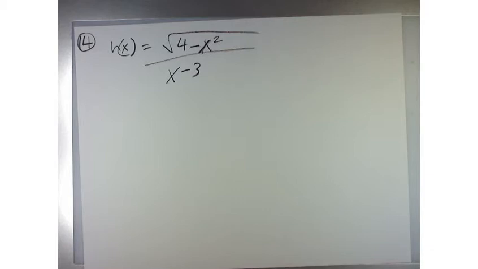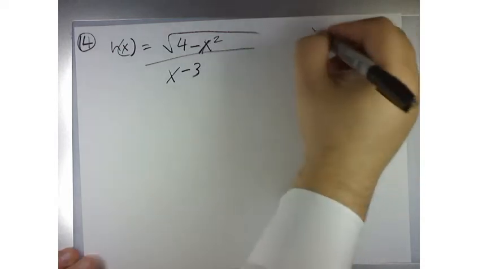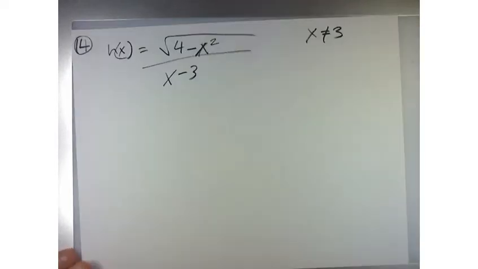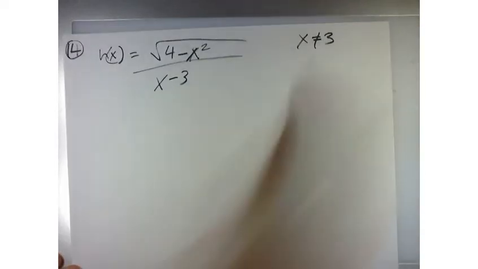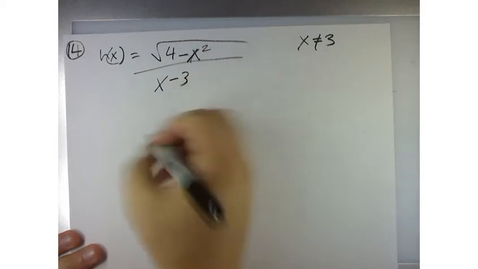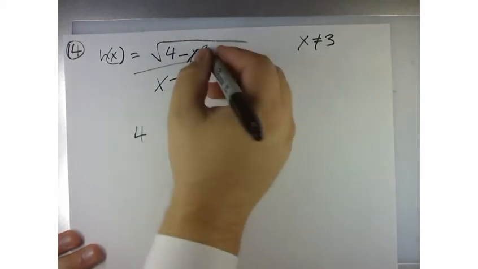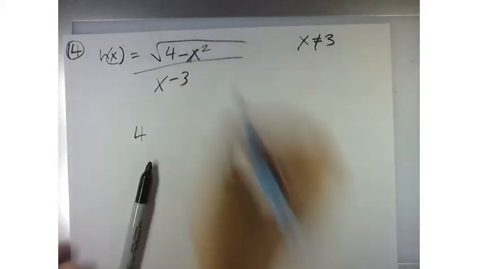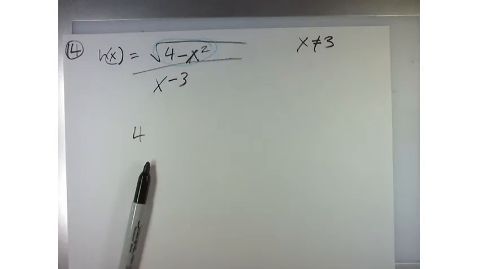If I look at the denominator, what makes the denominator equal 0? 3. So x cannot equal 3, for sure. We know that off the bat. So when we go to find the domain, we basically have to find all of the x values. Now the other thing we've got to do is figure out that this stuff right here has to be greater than or equal to 0, because we can't take the square root of a negative number.